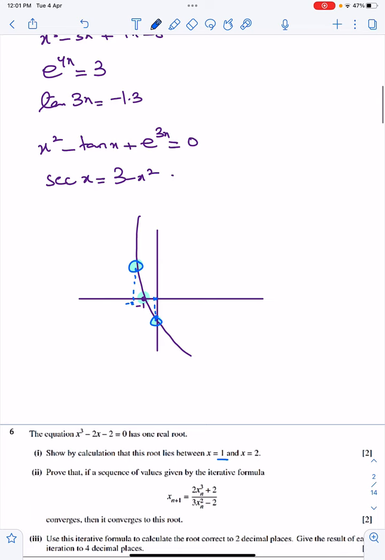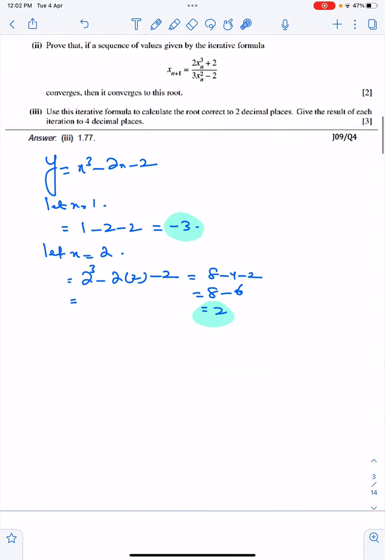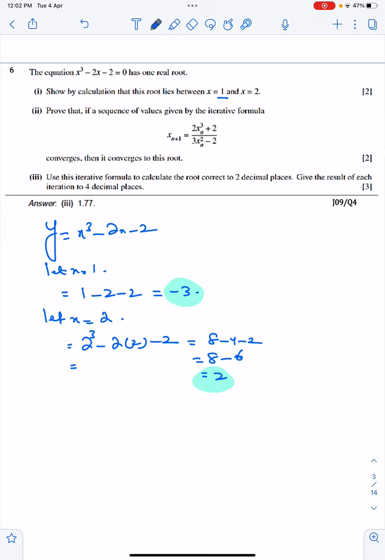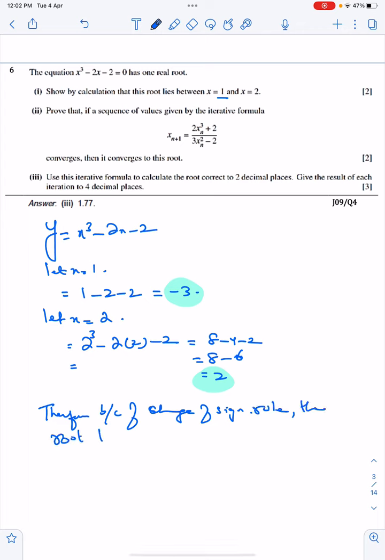So using the same concept, if before the root you're getting a negative answer, and after the root you're getting a positive answer, or vice versa, that means the root should be lying in between these 2 points. So you can just write down a statement: because of change of sign rule, the root lies between -3 and 2. Okay, for the second part, prove that if a sequence of values given by the iterative formula converges, then it converges to this root.